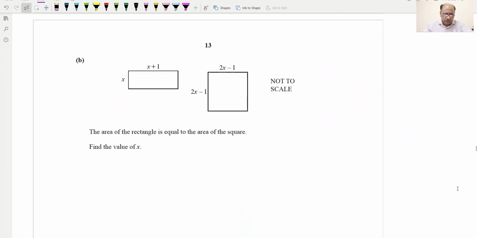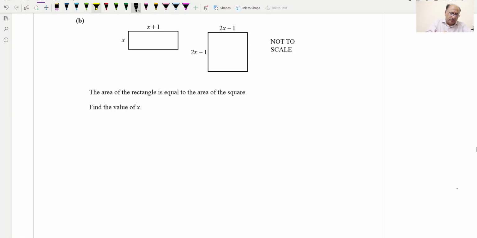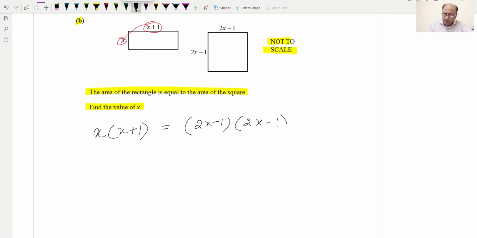Now the same question, b part says diagram is not to scale. The area of a rectangle is equal to the area of a square. Find the value of x. Now how are we finding area? We are multiplying length into width. So for the area of the rectangle, we will be multiplying x into x plus 1. For the area of the square, we will write 2x minus 1 into 2x minus 1. We are equalizing by the condition of the question that the area of the rectangle is equal to the area of the square.